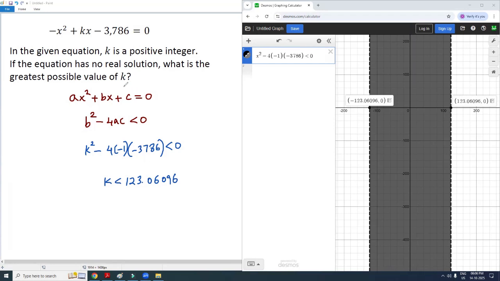123.06096. Here we have the information that k is a positive integer, and also we have to get the greatest possible value of k. So now to get the greatest possible value of k, and also since k is a positive integer, we have to consider the first positive integer which is less than this value, that is 123. Therefore, the greatest possible value of k is 123.